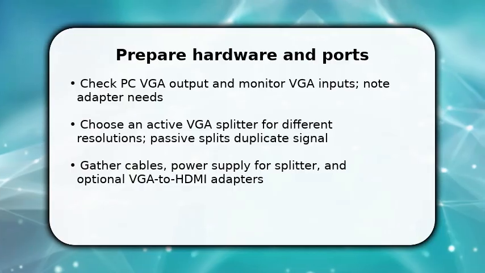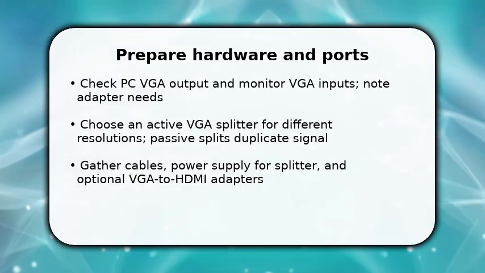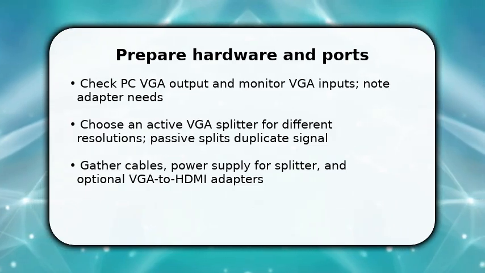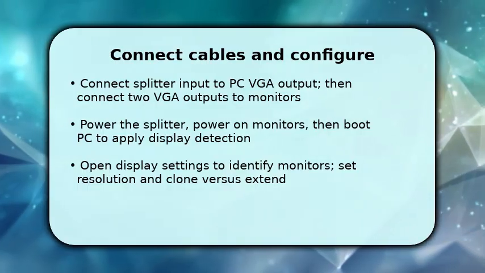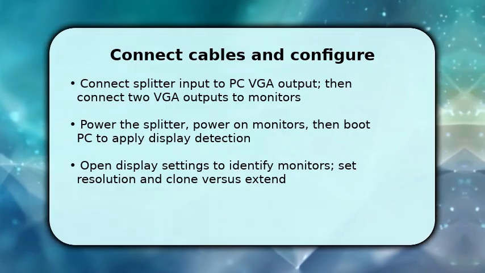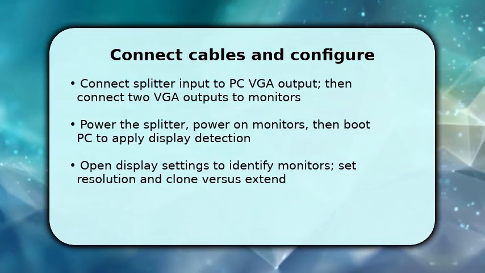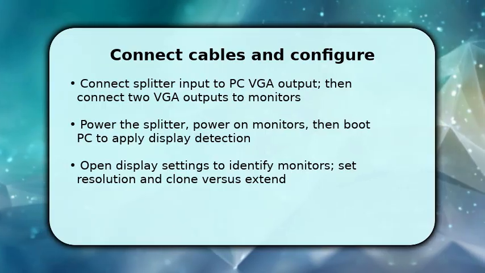Plug the splitter into power now, then connect the PC VGA cable to the splitter input so the signal source is ready. Now connect the cables. Plug the PC VGA into the splitter input, then run two VGA cables from the splitter outputs to each monitor. Power the splitter and both monitors, then boot or wake your PC so the system can detect displays.